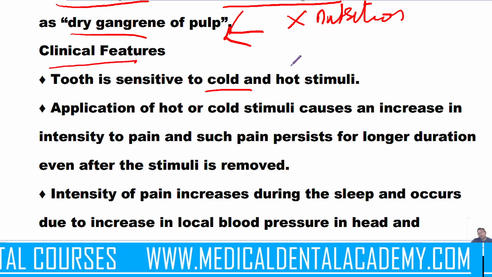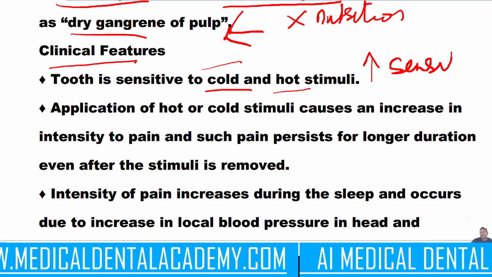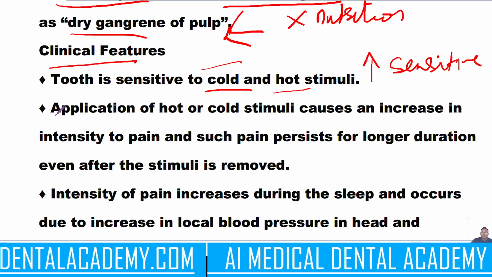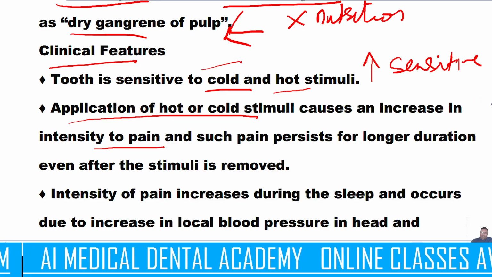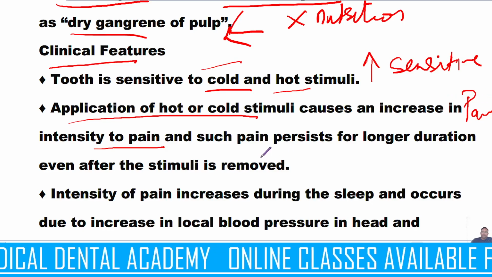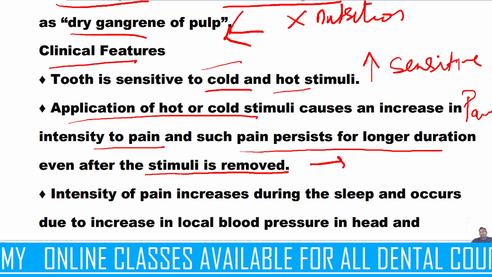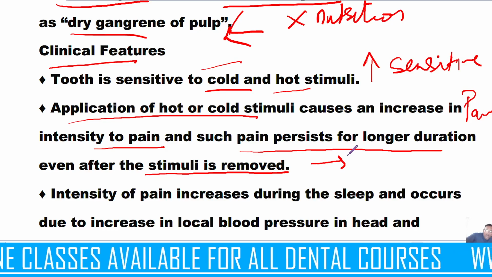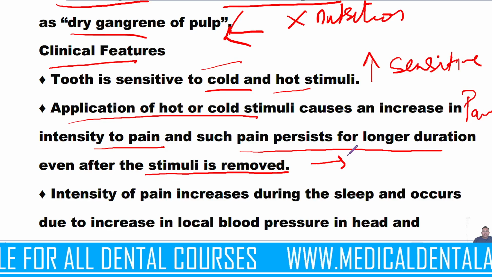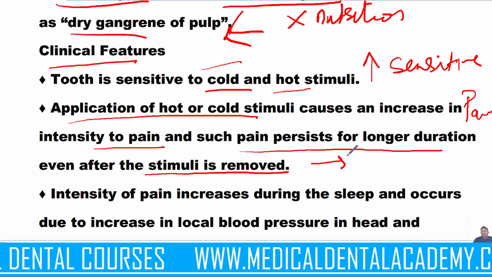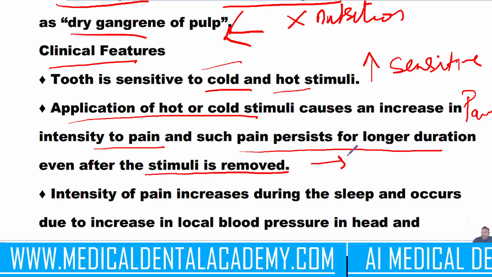When the patient is consuming cold food or hot food, he will have tooth sensitivity. Then application of hot or cold stimuli increases the intensity of pain. Okay, pain will increase when the cold or hot stimulus is applied, and this pain will be present in the mouth even after the stimuli is removed. So this explains a lot. Whenever a hot or cold stimulus comes, if the pain is there even after the removal of hot or cold stimuli, if there is pain continuation or symptoms persist, then it is called irreversible pulpitis.